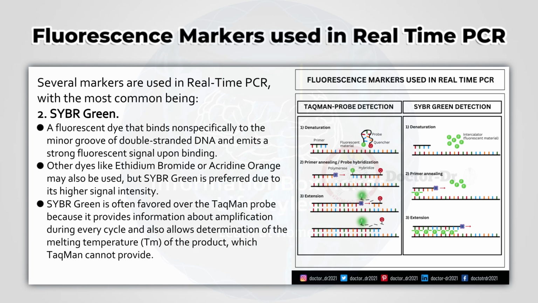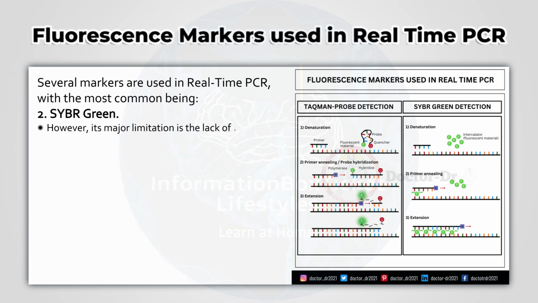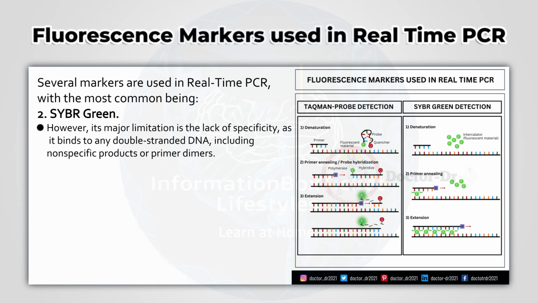SYBR Green is often favored over the TaqMan probe because it provides information about amplification during every cycle and also allows determination of the melting temperature, Tm, of the product, which TaqMan cannot provide. However, its major limitation is the lack of specificity, as it binds to any double-stranded DNA, including non-specific products or primer dimers.